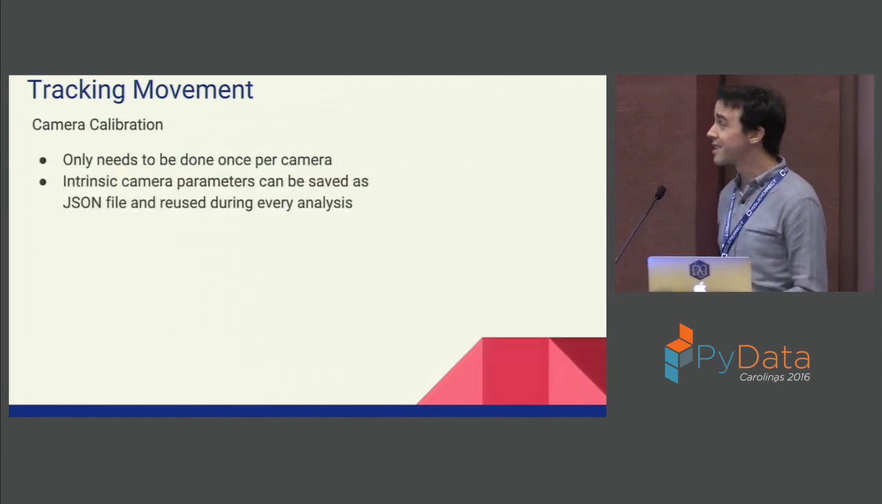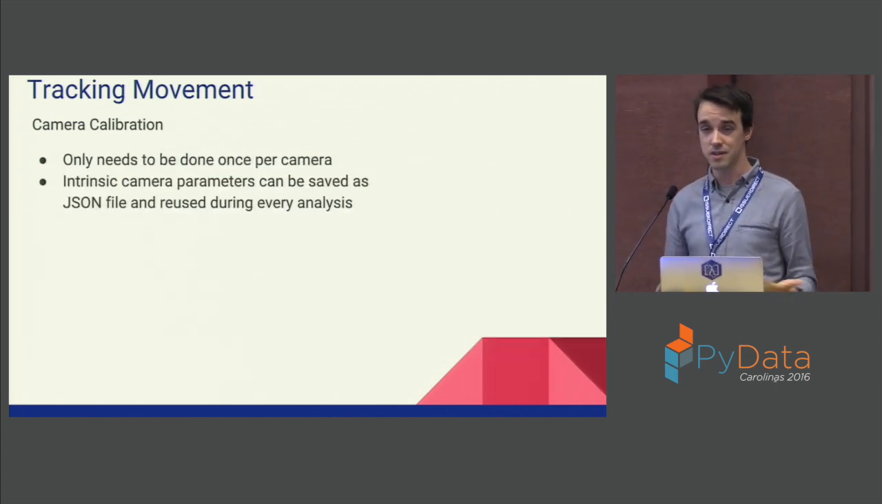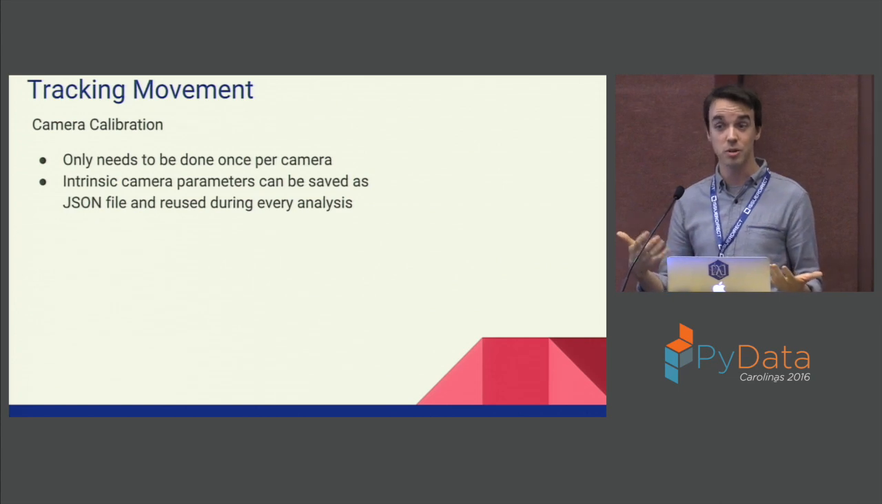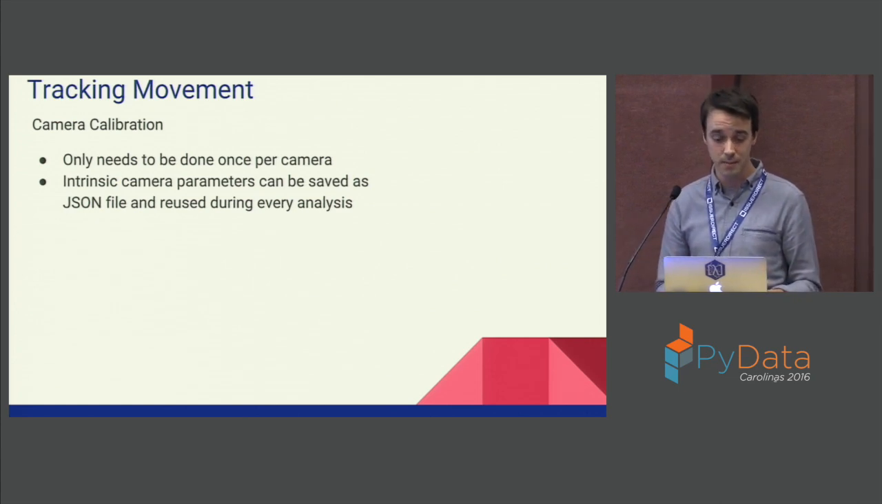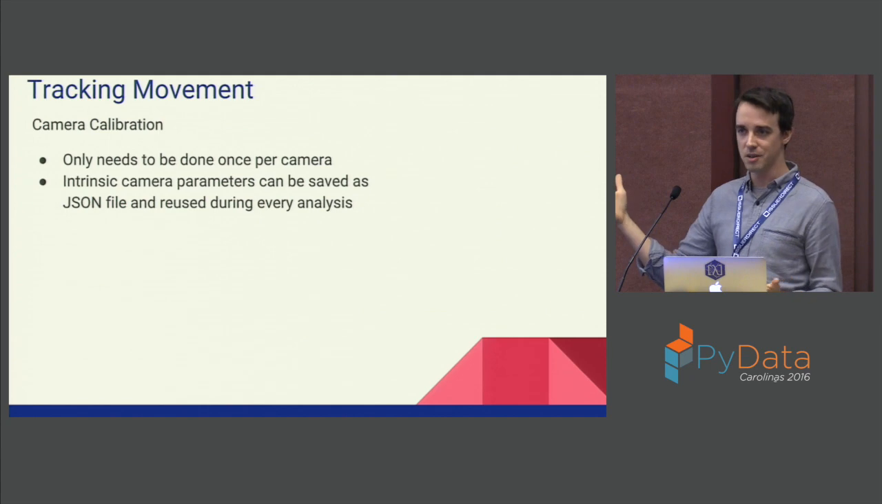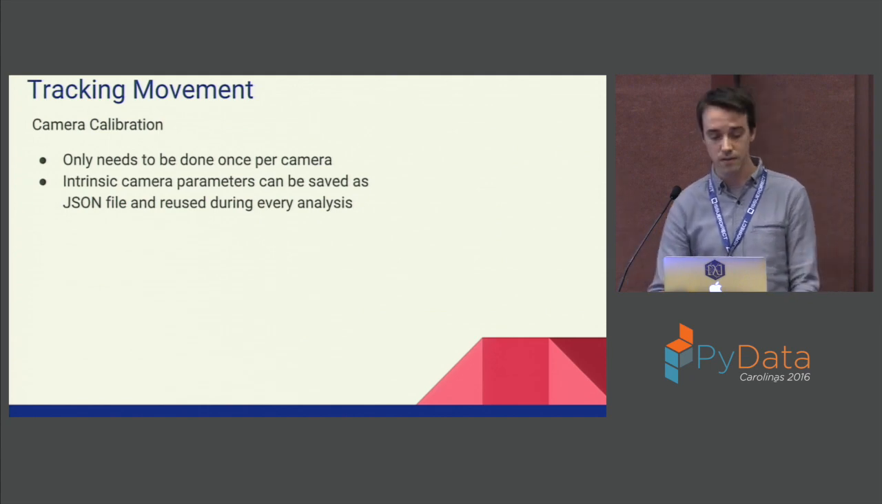The nice thing about that is that it only needs to be done once per camera. As long as you don't change your lens, those distortion matrices will always be the same. So you can save it as a JSON file or something and use it on every analysis that you have going forward.